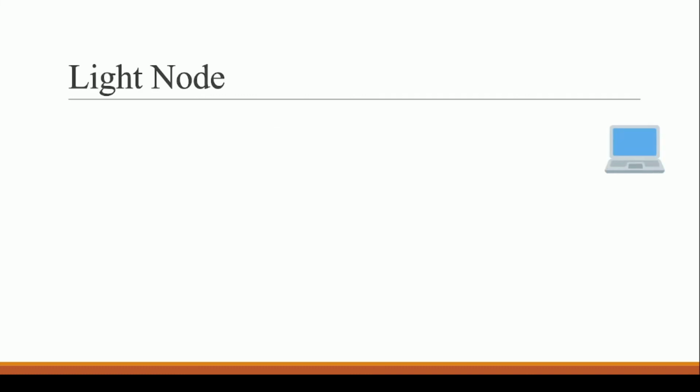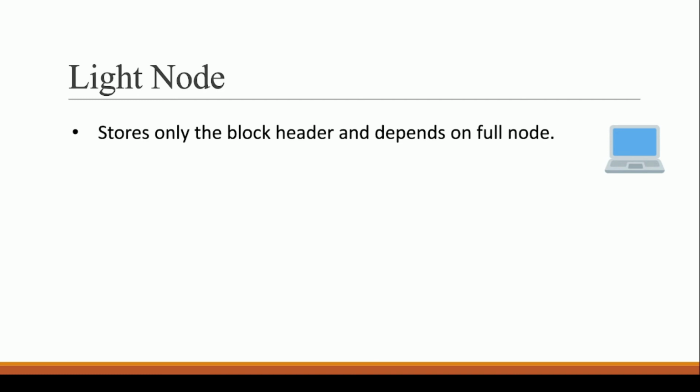Now let us talk about the light node. The light node is the favorite for most users, and the reason is very simple: a light node does not store the entire blockchain, it only stores the summary of the blockchain. It is like the blockchain is a whole story, and the light node stores only the summary points of that story. So this is how a light node works, and it depends upon the full node.